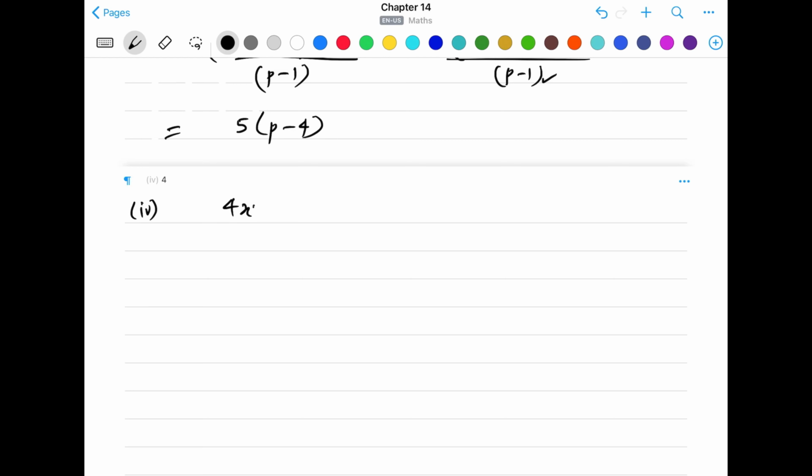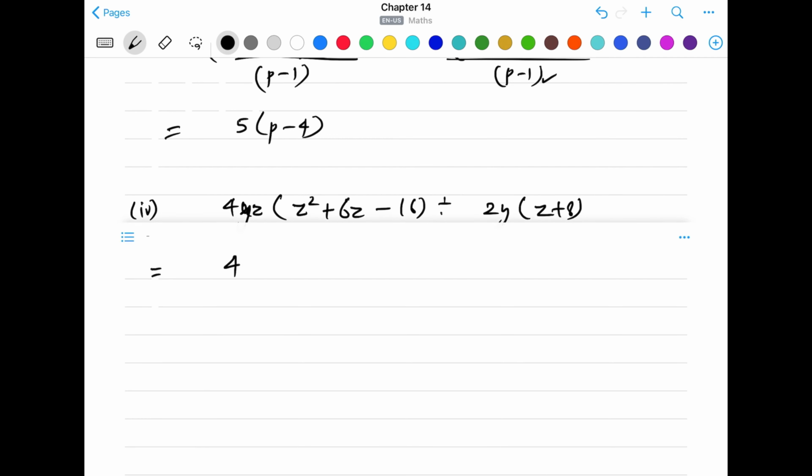We have 4yz multiplied by z square plus 6z minus 16, which is to be divided by 2y into z plus 8. Okay, so let's write them in division form. We have 4yz into z square plus 6z minus 16 divided by 2y into z plus 8.